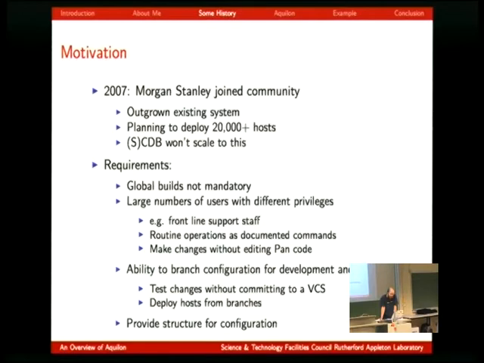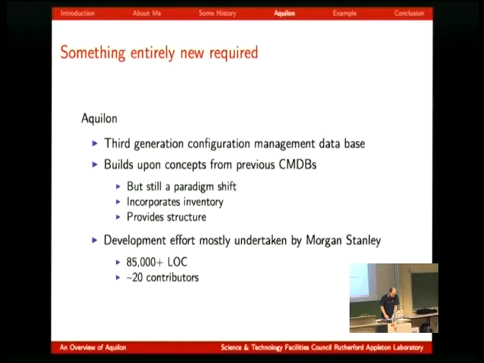Obviously, all of us, if we want to branch configuration using Subversion or CVS, never do that. Branch it, and you might not be able to merge it back ever again. And if you're going to start spreading it around hundreds of people, you're going to need to provide and enforce a structure for the configuration. So we required something entirely new, which is where Aquilon came in.